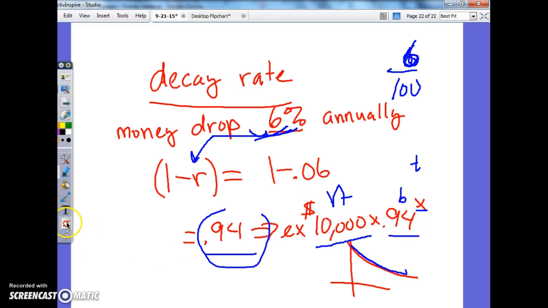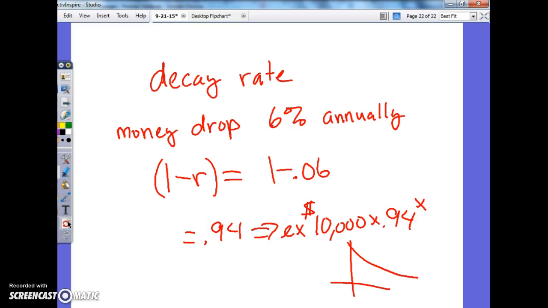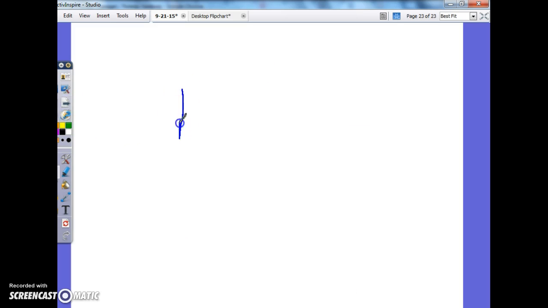All right, so that's good information to get you ready. Remember, anything to the 0 power equals 1. That's just another tidbit.